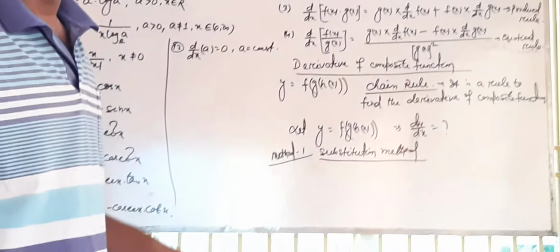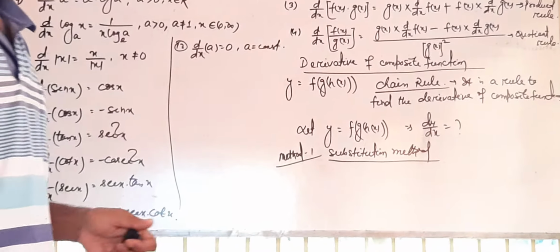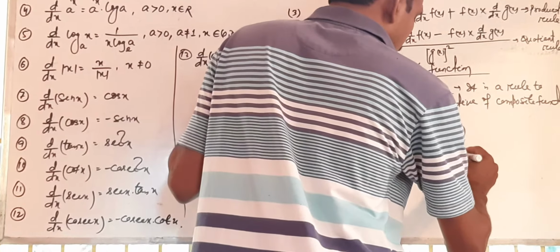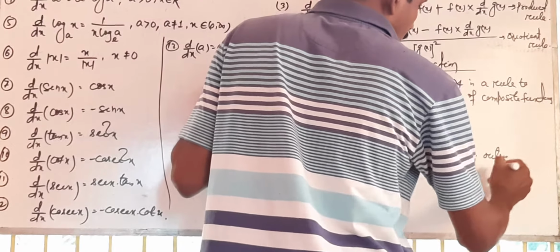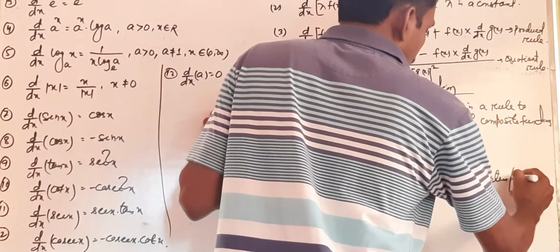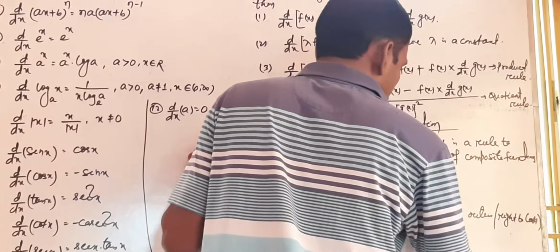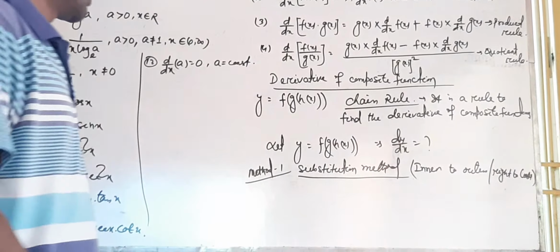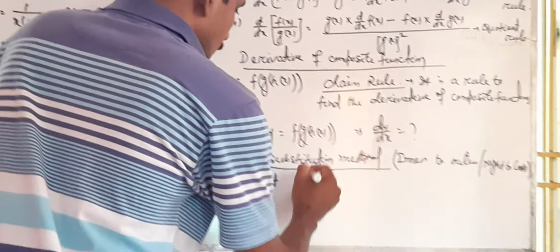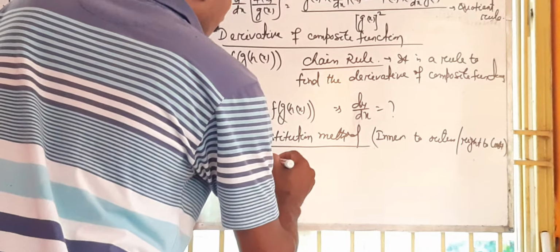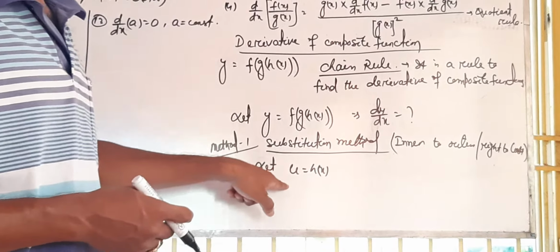Substitution method. And in substitution method, what will we do? We solve it from innermost function to outermost function, inner to outer, or right to left we will proceed. So how? Here we will take, suppose, u equal to h of x, the innermost function h. So we have denoted it as u.